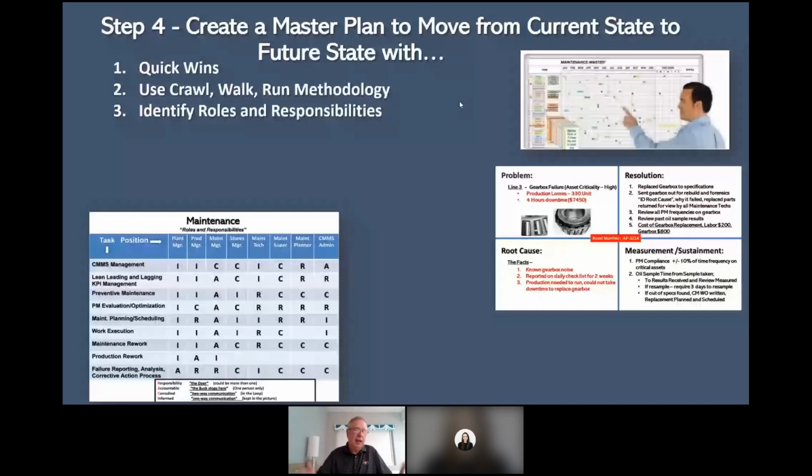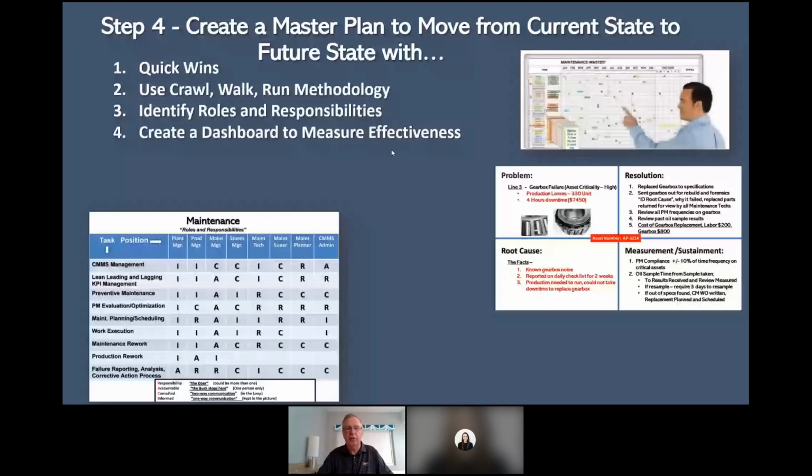Identify roles and responsibilities. Most organizations, I know probably all of you, have roles and responsibilities defined for everything, but they are critical because you've got people who say, yeah, that's not my job. Hey, I don't have anything to do with that. But if you're on the RACI chart, you will be pointed to. You will know what your responsibility is, and that's the key part of it.